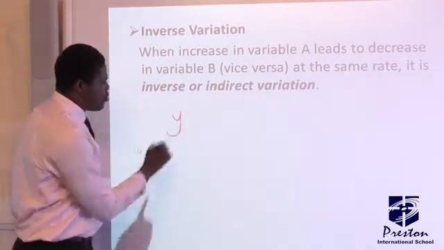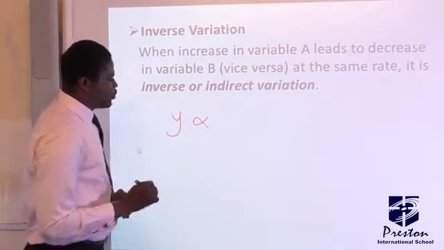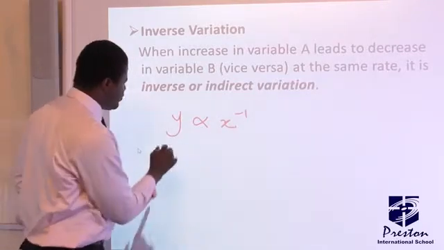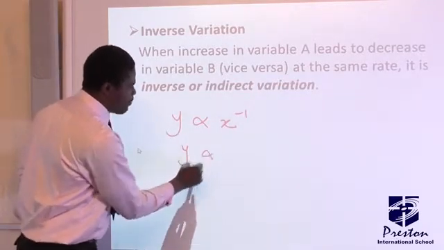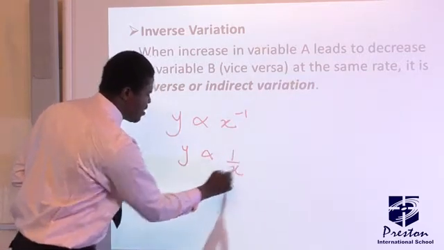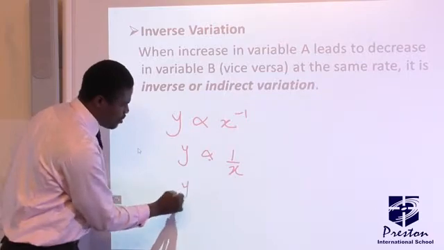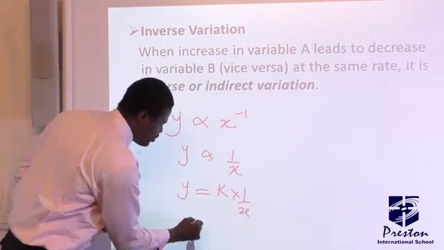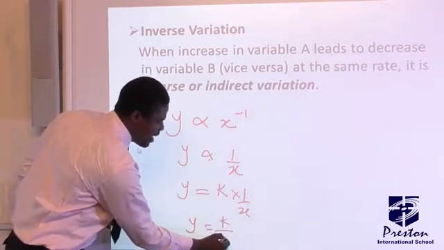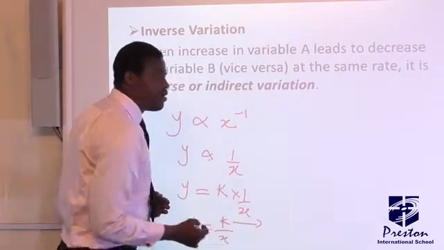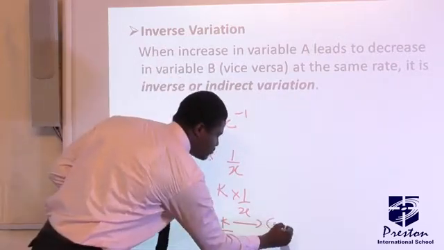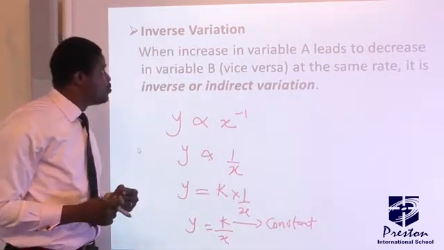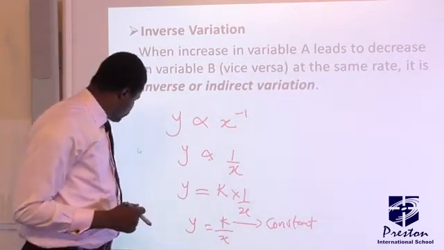In this case, we have y is proportional to x inverse. Now, when you have this, that is inverse of x, that is y proportional to 1 over x. And don't forget, for us to have an equal to sign, we have y is equal to k times 1 over x. And this will give us y is equal to k over x, where k is a constant. So, we will solve questions related to inverse variation in Google Classroom.